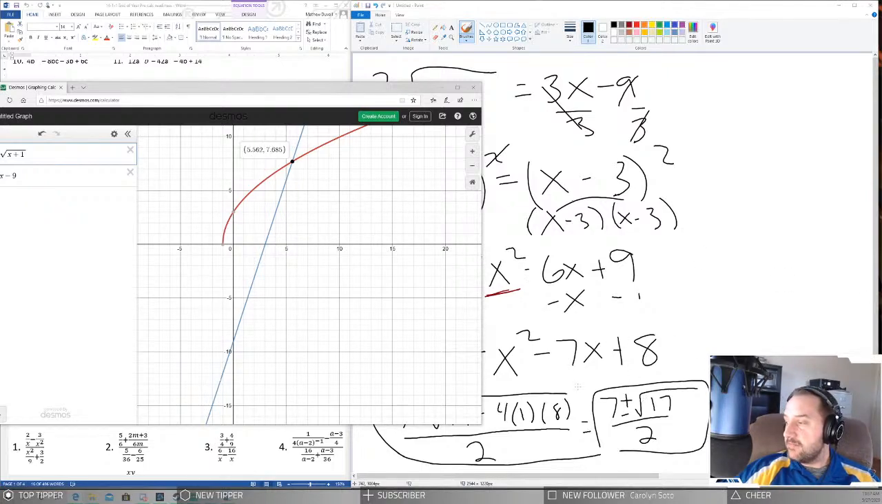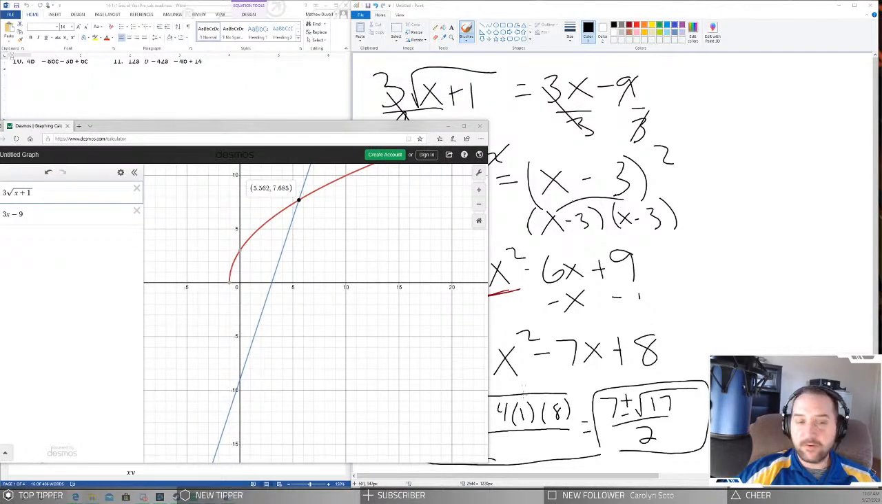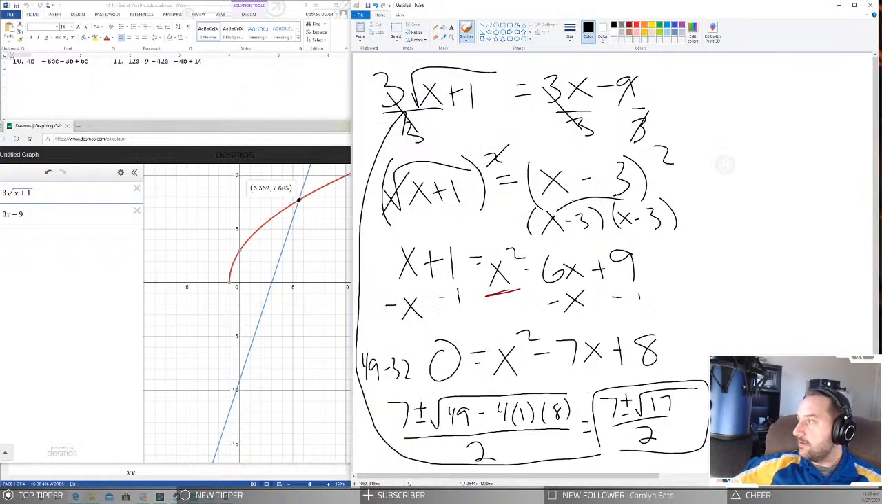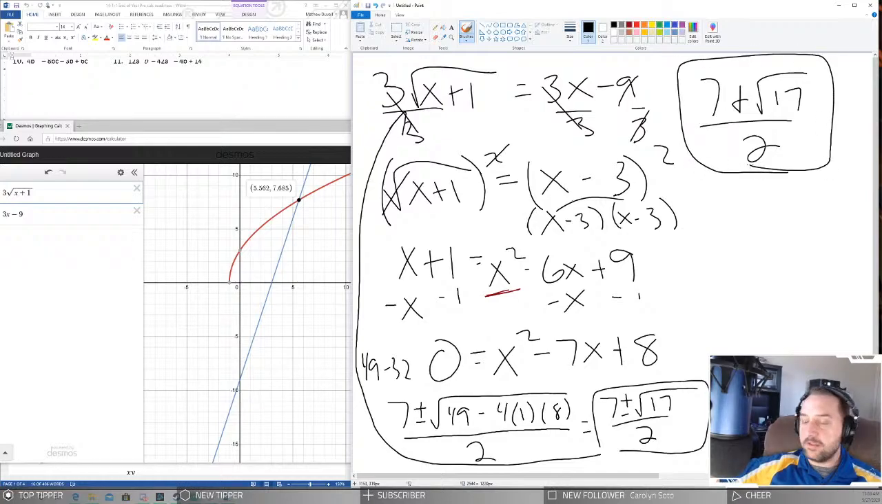So I would have just decimaled that to see if they equal each other and plugged those back in for x to see which one works. Because we now know it's only the 7 plus square root of 17 over 2, that's my answer. Because if I plugged in the one with the negative, these two won't equal each other. So they would not equal. Was that a sufficient answer, or do I need to go into more detail with that?